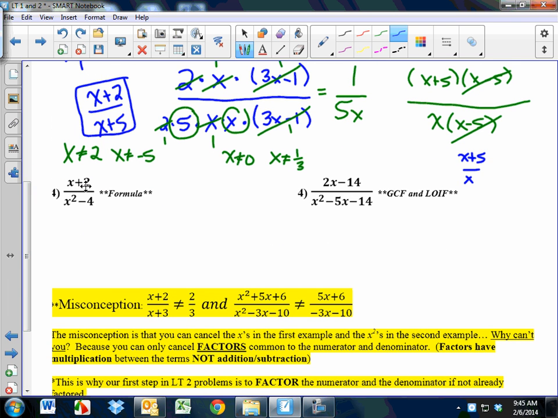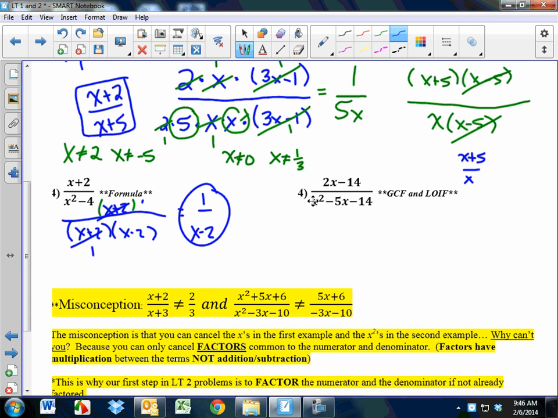Number 4, the denominator factors to x plus 2, x minus 2. The numerator is still x plus 2. So it might help if you put your own parentheses around that x plus 2 in the numerator so that you can see that it's a factor of x plus 2. So the x plus 2 in the bottom and the x plus 2 in the top reduce to 1 over 1. They cancel. So our final answer is 1 over x minus 2.